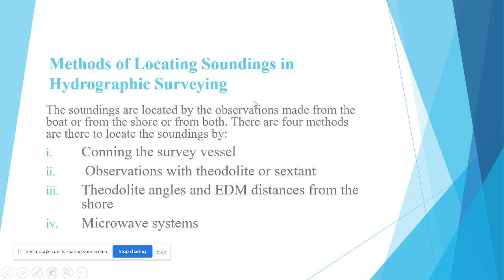So straight to the methods. We have the methods of locating sounding in hydrographic surveying. The first method is coning the survey vessel. Another one is observations with the theodolite or sextant. Those of you who are surveyors have been introduced to what the theodolite and sextant are. We also have theodolite angles and electromagnetic distance from the shore. And the last method is the microwave method.